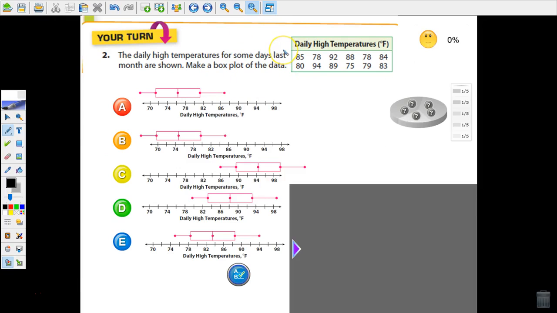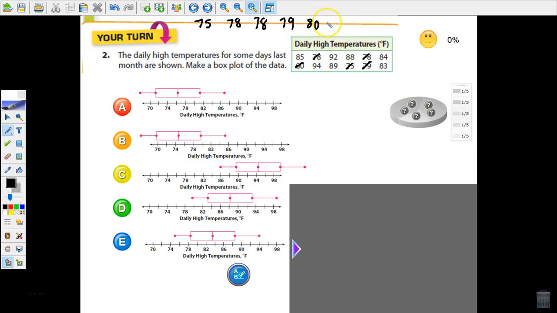Okay, so first things first, I need to put them all in order and then find the values I need. What is the lowest number? I've got 75, 78, 78, 79. So I cross out 75, I cross out 78, I cross out 78, I cross out 79. I've got 80.